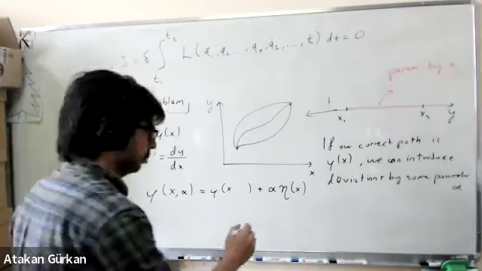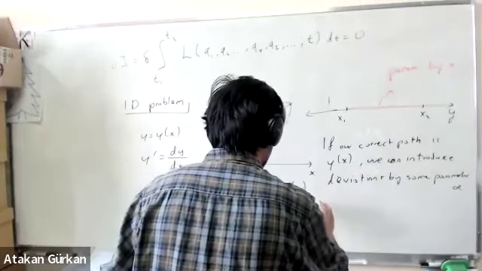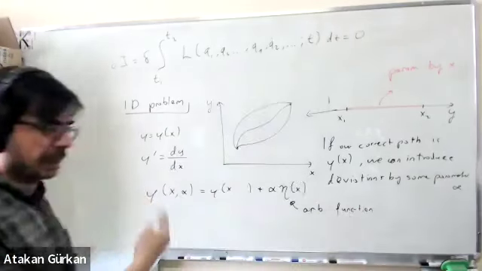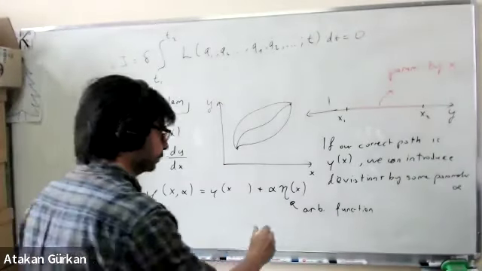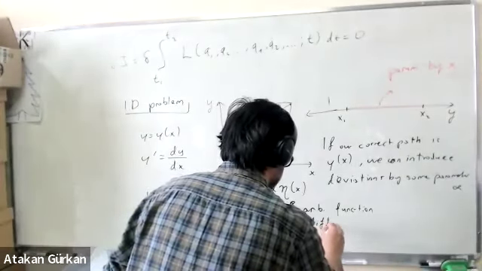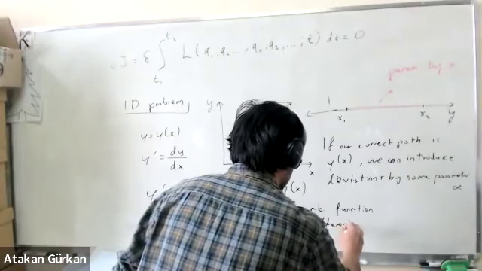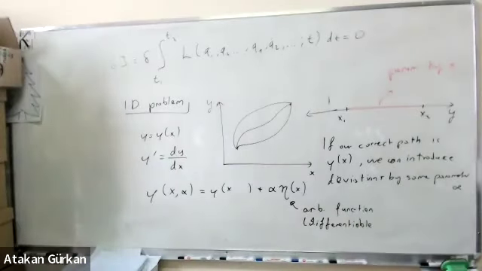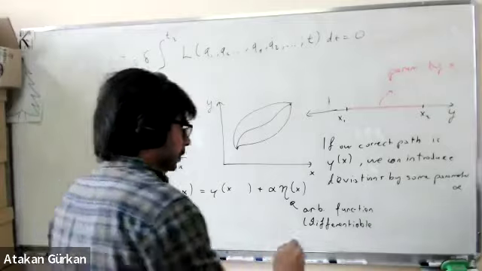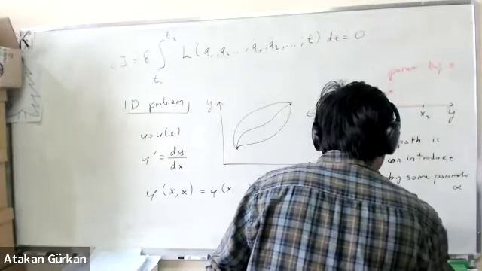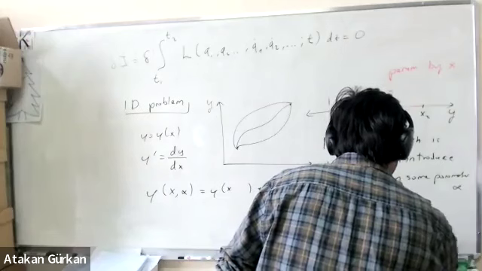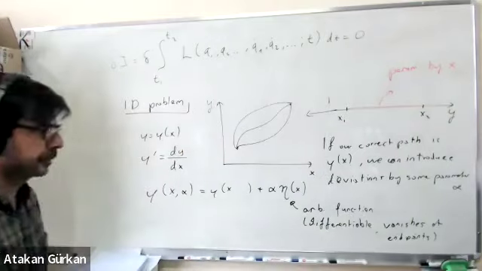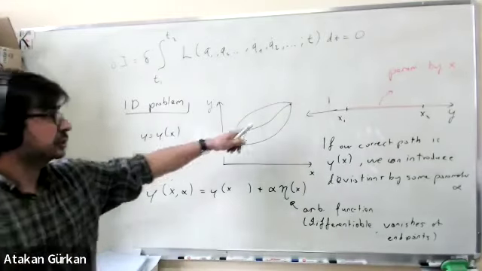Now, I'm saying this is arbitrary, but it has to be differentiable at least twice. It doesn't have to be analytic or anything like that. It has to be differentiable at least twice, and it vanishes at the endpoints. Okay. So that our paths always match.